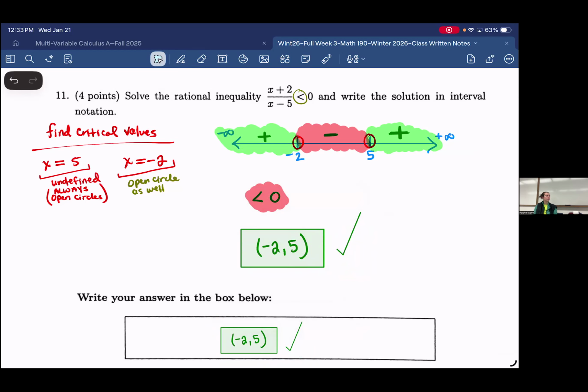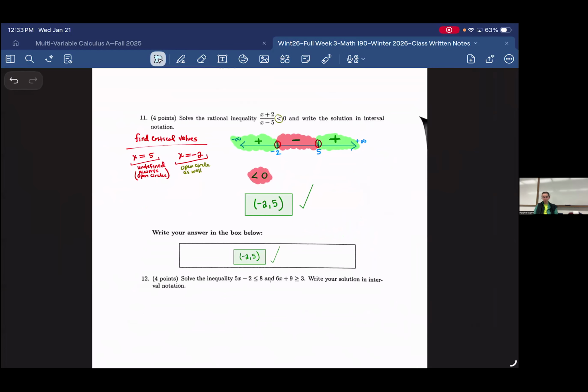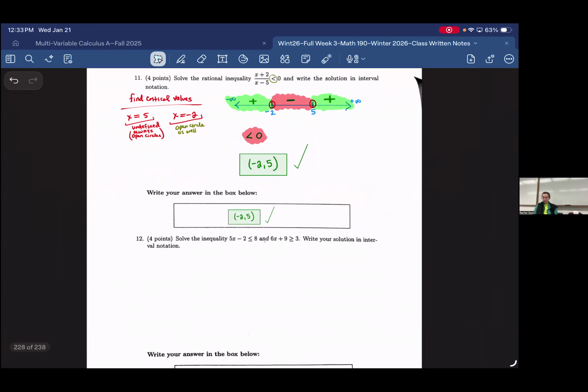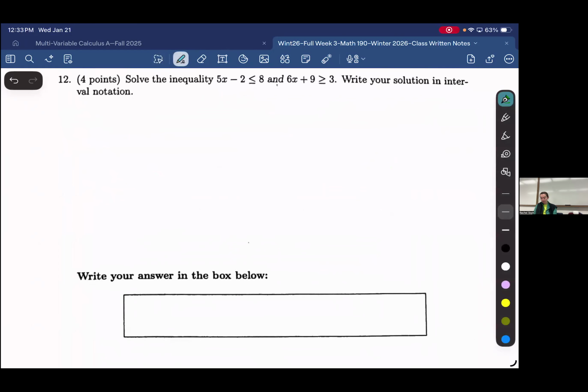Ten more questions left. Over halfway done. Question 12 is another inequality question. And we're dealing with that word "and." You guys remember the difference between "and" or "or"?